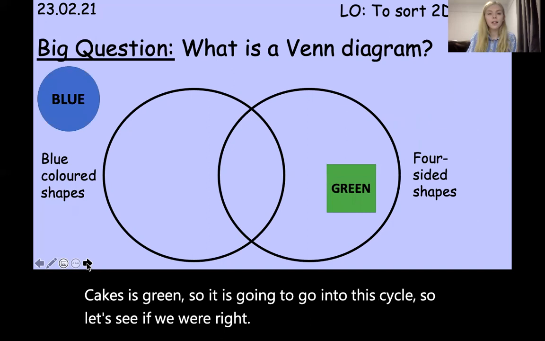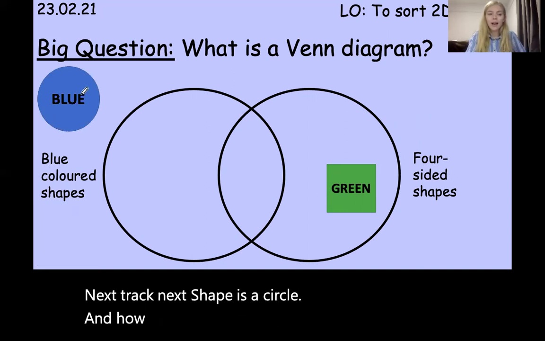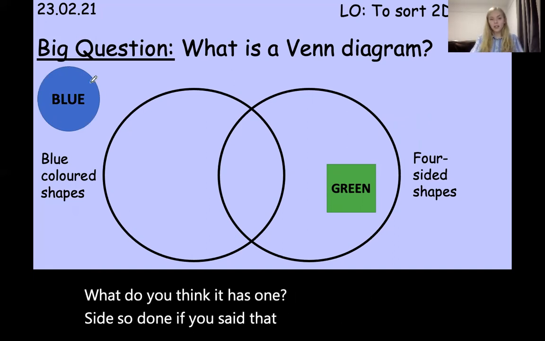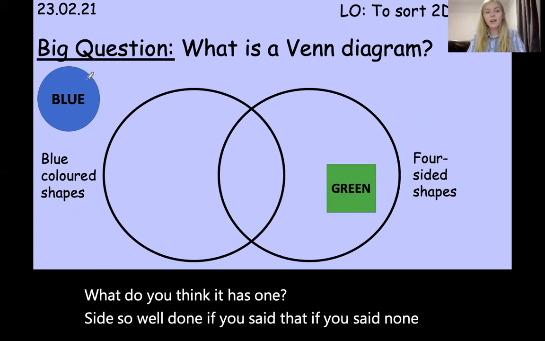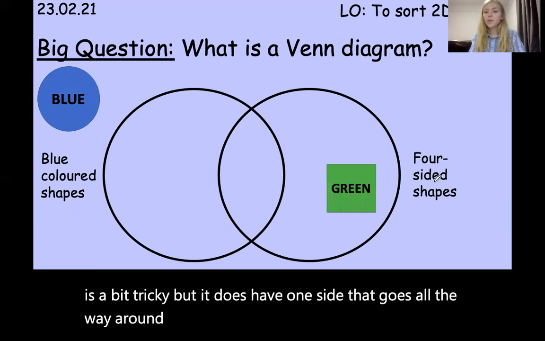Fantastic. Next shape is a circle, and how many sides does it have? Okay, what do you think? It has one side. So well done if you said that. If you said none, okay, that is a bit tricky, but it does have one side that goes all the way around, okay? So it's not a four-sided shape, but it is blue.